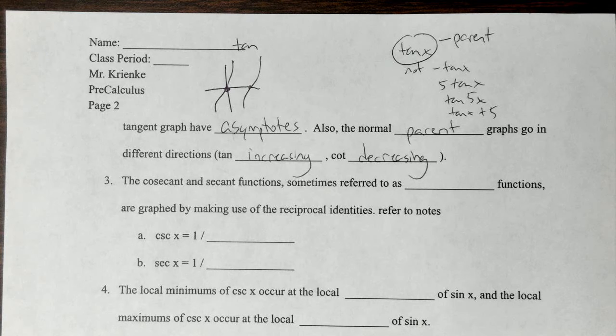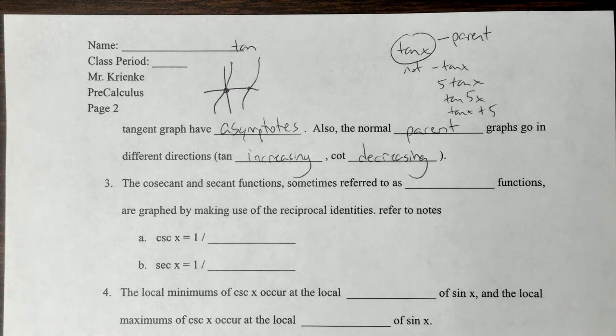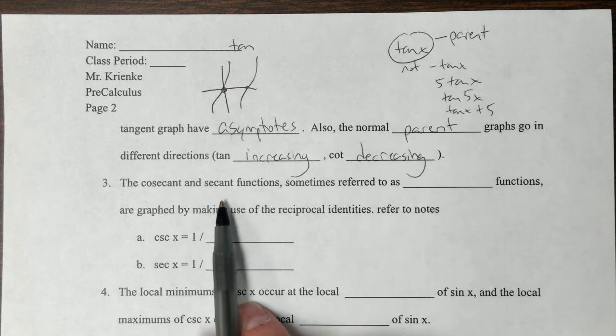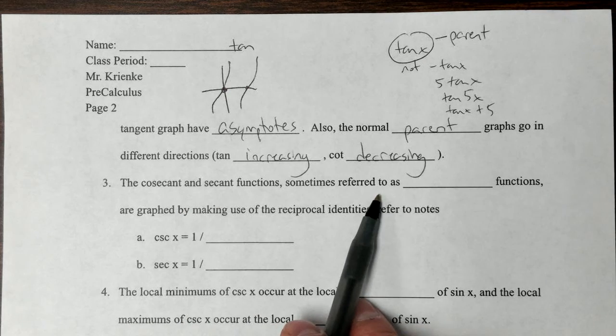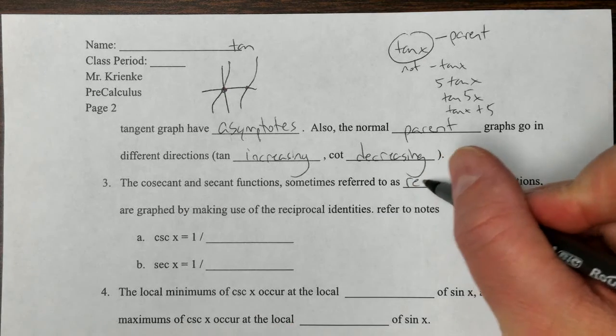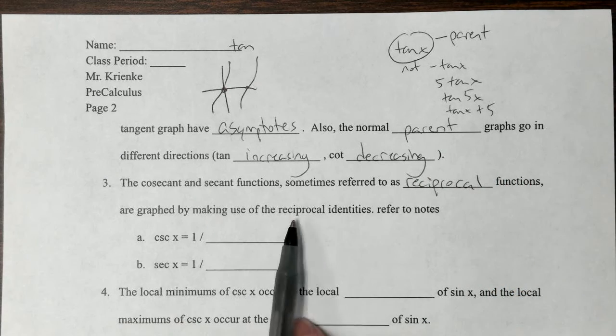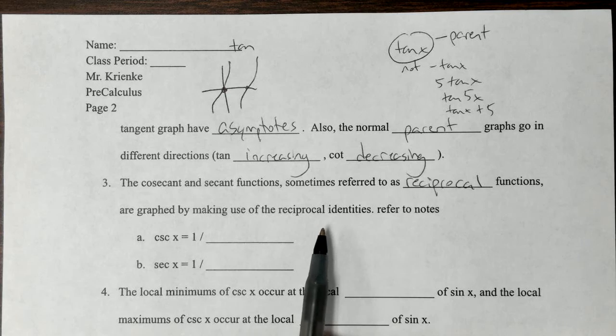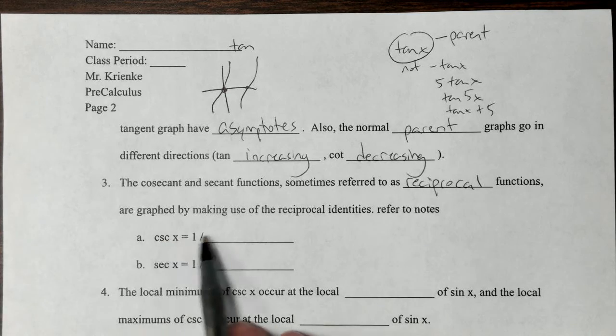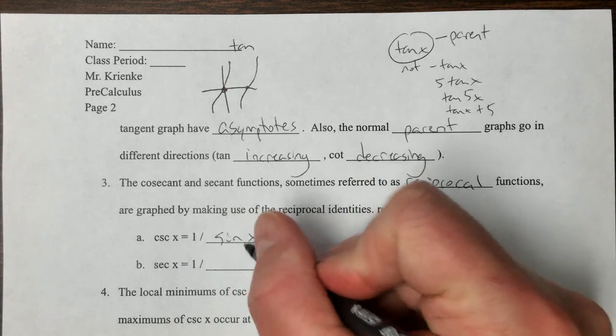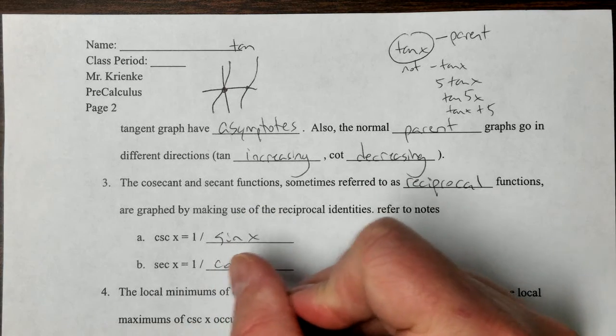Any questions about that? Okay. Number 3, the cosecant and secant functions are sometimes referred to as reciprocal functions. And they're graphed by making use of the reciprocal identities. Again, refer to your notes. Cosecant is 1 over sine x and secant is 1 over cosine x.